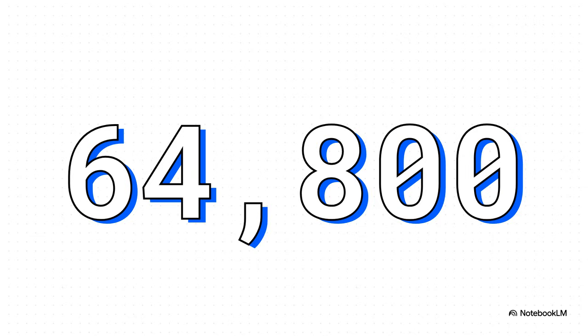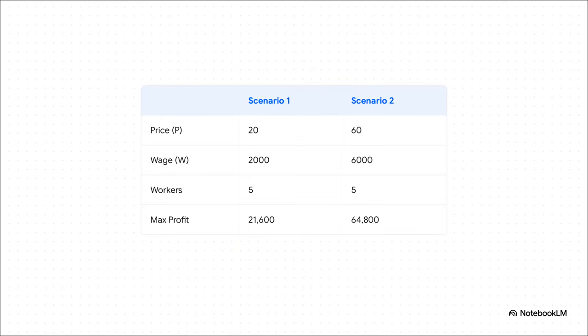This really drives home how much a business's decisions depend on the prices out there in the wider market. So, let's just put it all side by side for a second. This makes it crystal clear, right? The things you can't control, what you sell your product for, and what you have to pay your people, those are the inputs. And they directly drive your internal decisions, which ultimately sets your maximum possible profit.